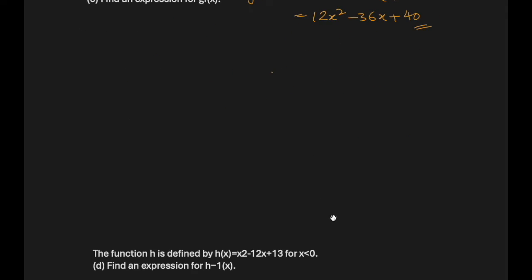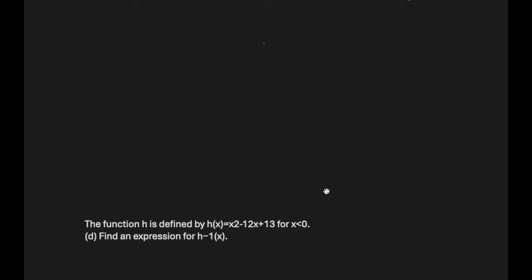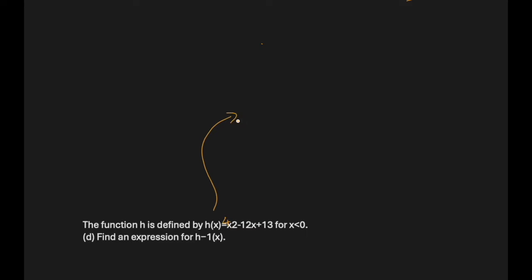Okay. The function h is defined as x squared minus 12x when x is less than 0. Find the expression, and again it is x squared. I think it should be 4x squared. Okay, so we can write this one. And what was the conversion here? 2x minus 3 squared and then plus 4. This was the conversion of this, right? We want to find its inverse.